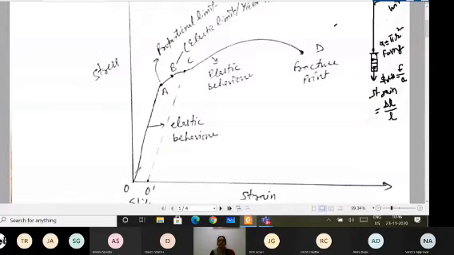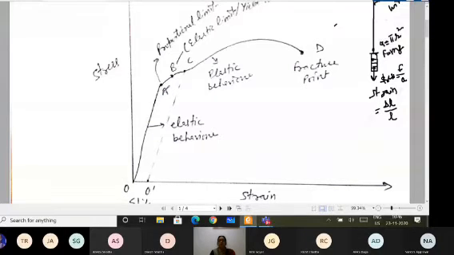It means from O to A, when I increase the value of the load applied, the strain is proportional to stress. It means Hooke's law is being obeyed within this limit O to A. And you all know Hooke's law, that is F equals minus Kx. It means the force applied is directly proportional to the extension produced.